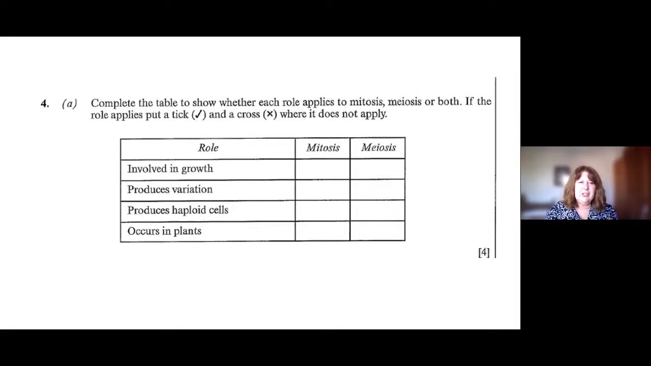We now need to look at some past paper questions. So what I'll do, I'll read through the question and then I'll give you a little bit of time. I'll give you a pause where you can then decide on the answers for yourself, and then I'll reveal them. So first question for this session then. Complete the table to show whether each role applies to mitosis, meiosis or both. If the role applies, put a tick and a cross where it doesn't apply.